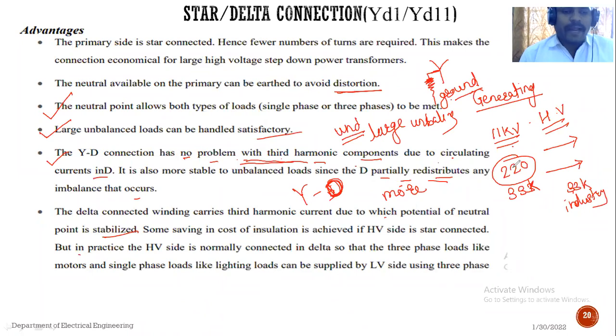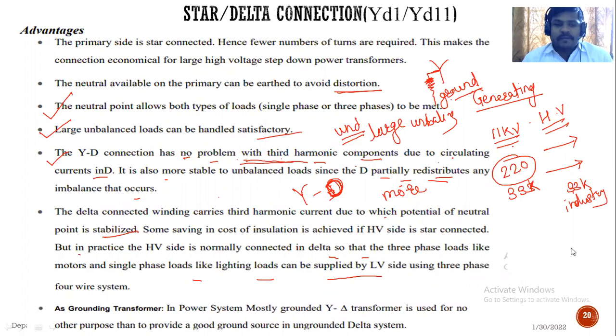Okay, but in practice the HV side is normally connected in delta, so that a three phase load like a motor and a single phase load like a lighting load can be supplied by the LV side using a three phase four wire system. Generally, for both loads, three phase as well as single phase, the primary winding is connected in delta. If we look at a transformer in the agriculture field, its primary side is connected in delta, and only three wires come to it. And the secondary side is connected in star.